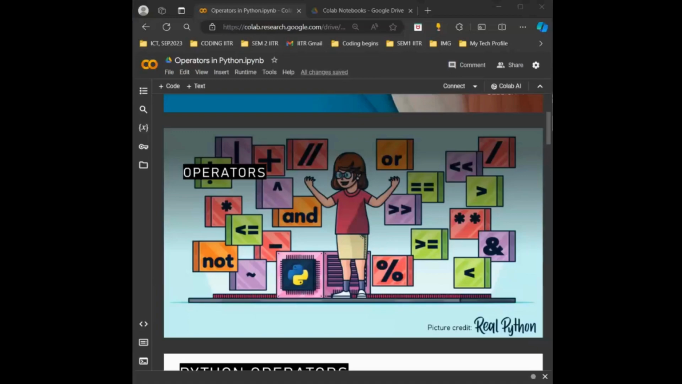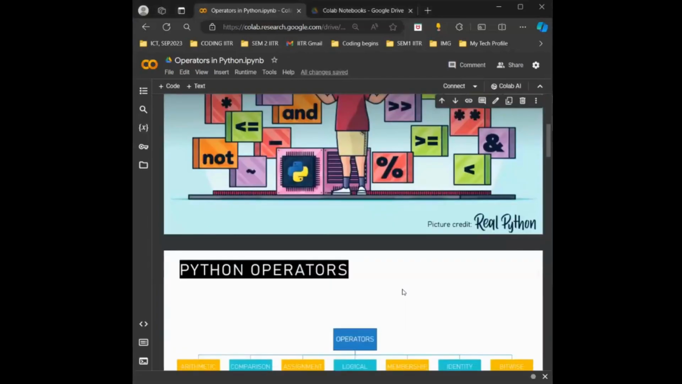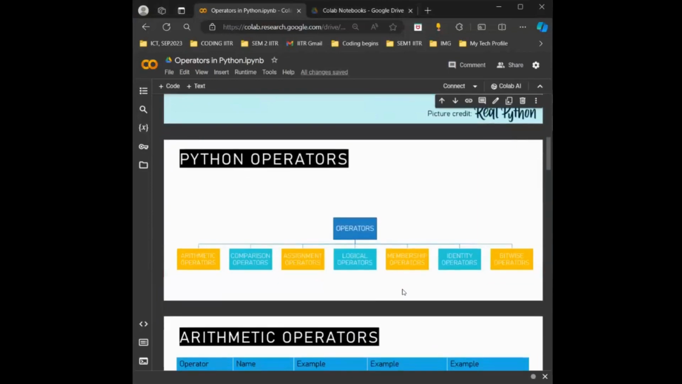To continue the session, I would like to bring your focus on the various categories of Python operators. So in the operators category, we have seven categories of operators: arithmetic operators, comparison operators, assignment operators, logical operators, membership operators, identity operators, and bitwise operators.